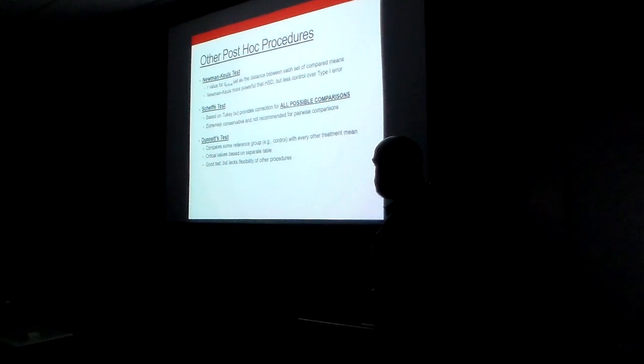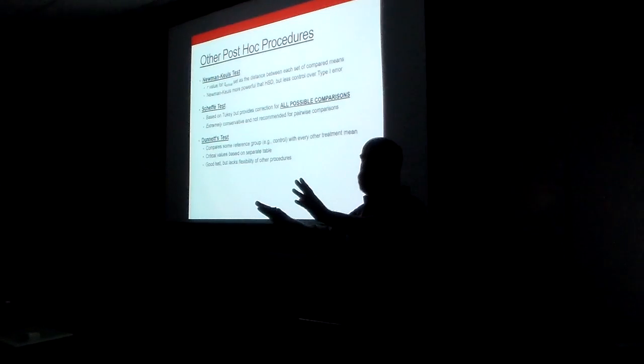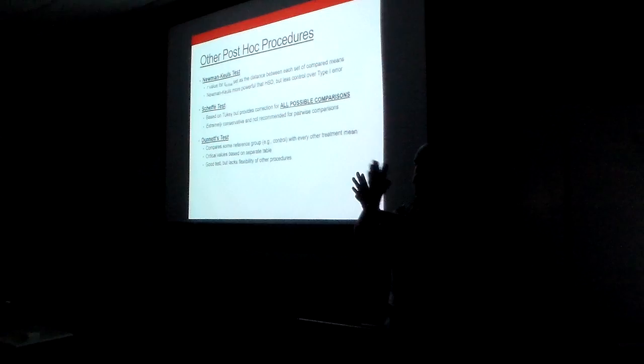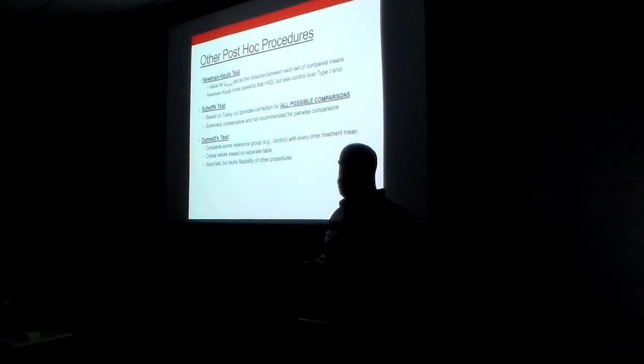Dunnett's test is interesting. Dunnett's is comparing all of your groups to a reference group, some control group. So we've got one control group and 4 experimental groups. Dunnett is just going to go through and compare each one of your experimental groups to your control group, and then correct for those, right?